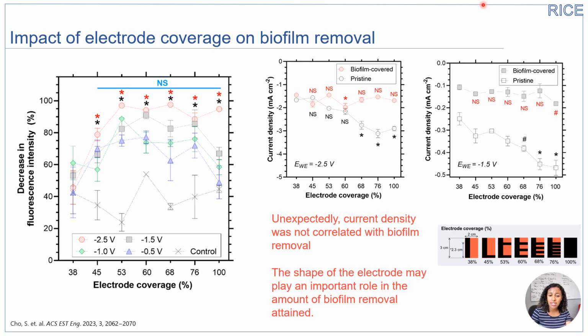So this suggests to us that the shape of the electrode may play an important role in removal, since 53% is when we start to have these electrode arms coming out in the pattern. And that's something that we plan to look into in the future.